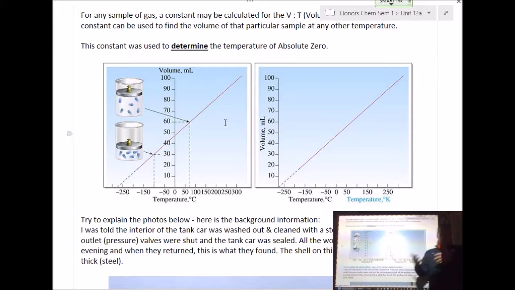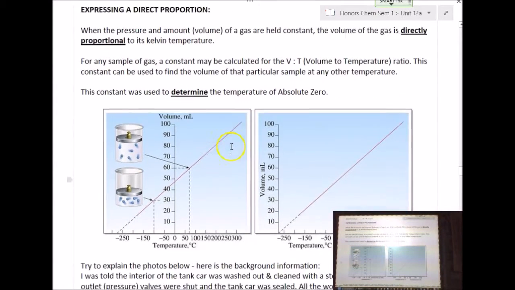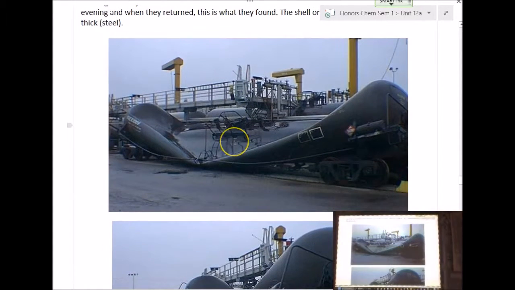And this is a before and after scenario. So we look at what the volume was initially, and then what the volume was at the end, or vice versa with temperature. And here's a nice little graphic. Did you guys get all the blanks up there? Okay. Here's an interesting thing.